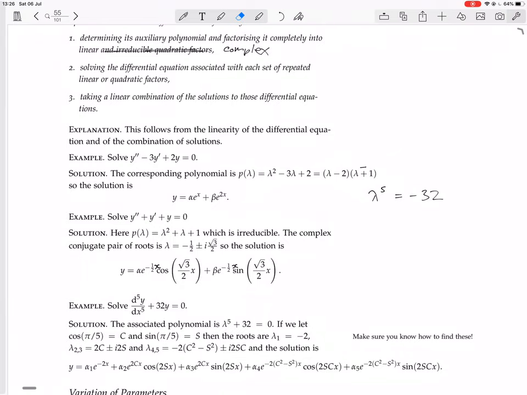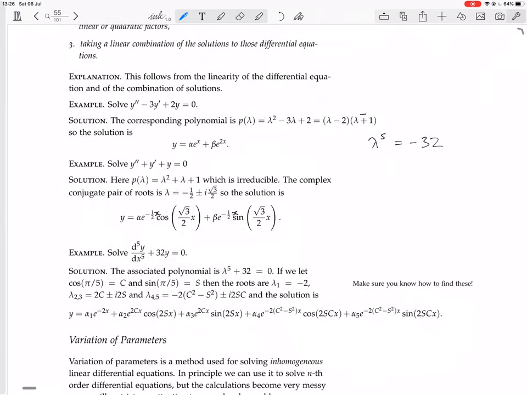Let me show you how to do it. Let's recall how to do it. I think you've done this before last year, how to do that without using a diagram. So, just purely algebraically. You have lambda to the 5 equals minus 32. So the magnitude of this thing is 32, right? 32 is 2 to the 5, so let's put that as 2 to the 5.